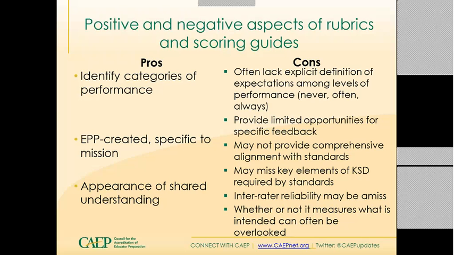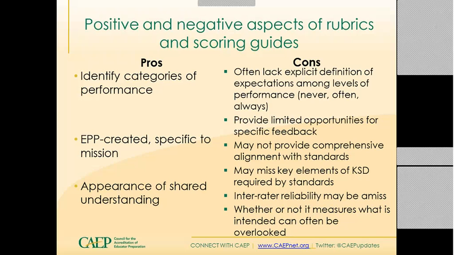And another positive, which can be a negative, and that's where we'll flip over to the con side, is that there is the appearance of shared understanding. If it's a rubric or a scoring guide that's used across multiple programs or there are similar categories of performance, then it does imply that there's a shared understanding. And that's a good thing, so that everybody's on the same page. Let's go over to the con side, which I more or less tried to align with each of these positive aspects to talk about what some of the not so positive aspects of rubrics and scoring guides can be.